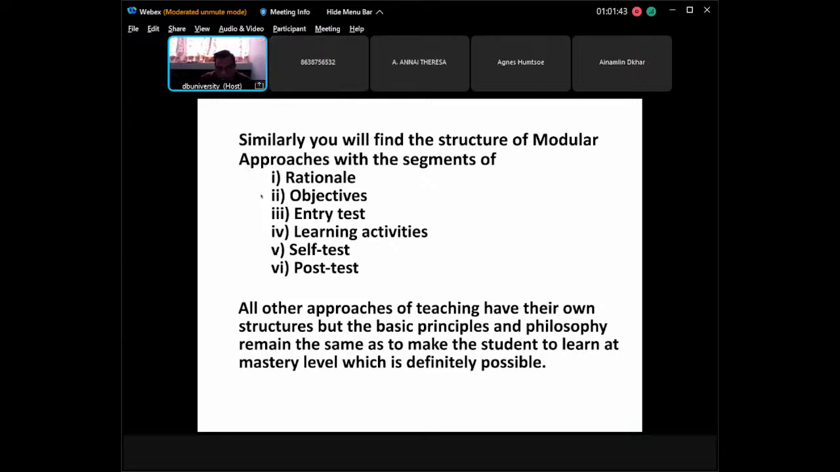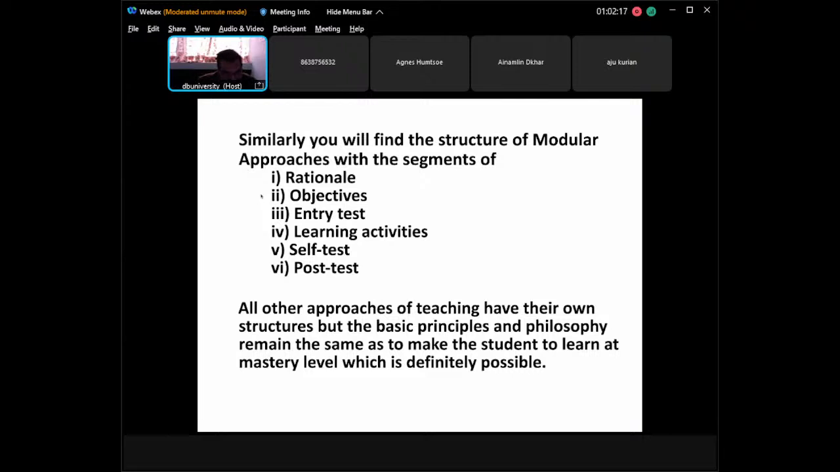So every instructional strategy, every new approach of teaching, has a very scientific procedure of using it in the classroom, so that finally, whether these new approaches of teaching may be PSI, maybe PI, maybe CAI, maybe SAI, maybe TAI. Even you can design your own approach.